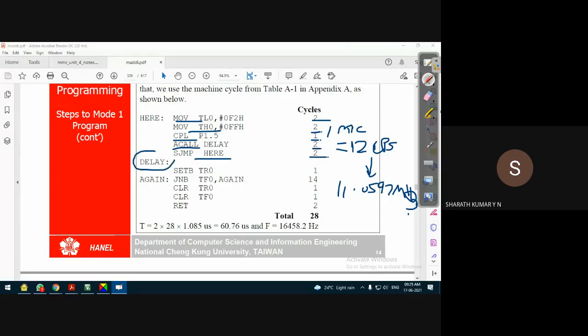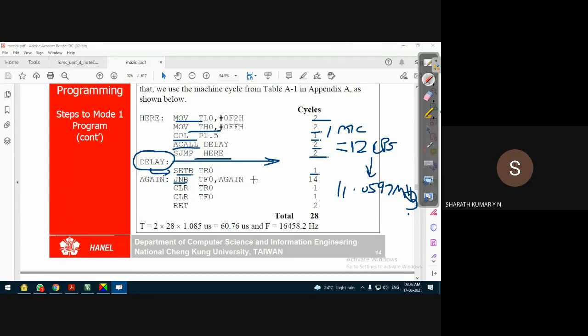DELAY is the name of the subroutine. It's a label, and a label does not take any space. The label is part of the first instruction. The SETB instruction takes one machine cycle. The JNB, jump if not bit, instruction takes one machine cycle to execute.